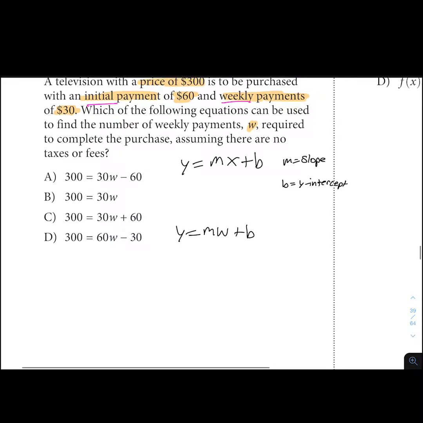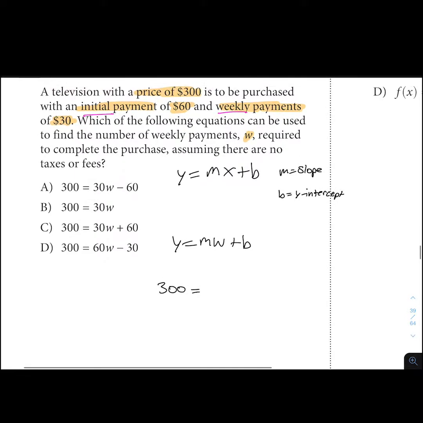Now, my television costs $300. It says my initial payment is $60. That initial, again, is represented by your y-intercept. So in my equation, instead of saying b, I'm going to say 60. I have weekly payments of $30. So for every week, I want to pay $30.